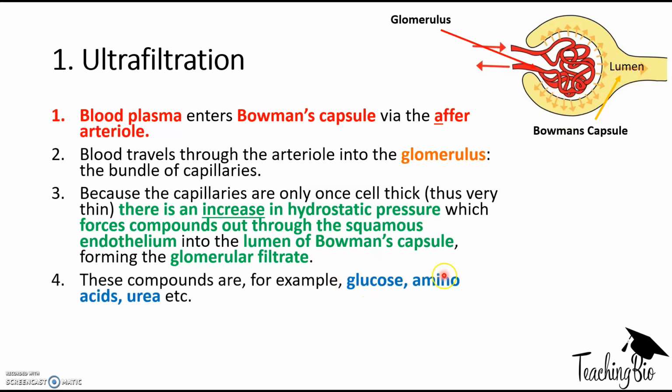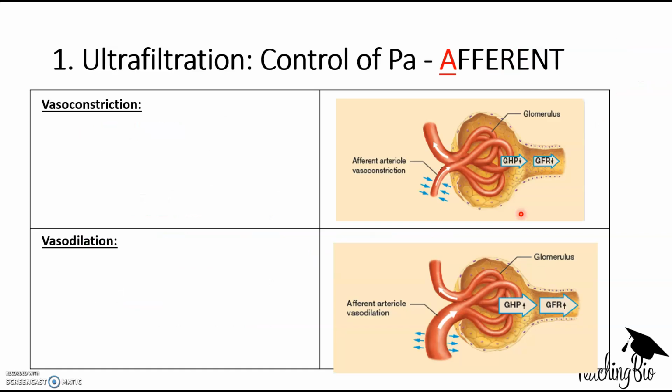And they are glucose, amino acids, and urea, as I said before, and this mechanism is actually quite important in regulating blood pressure. So if we look at the afferent and efferent arterioles, this is the afferent arteriole, this is the efferent arteriole. Now what we can do is have different compounds in the body that can constrict or dilate the afferent or efferent arteriole.